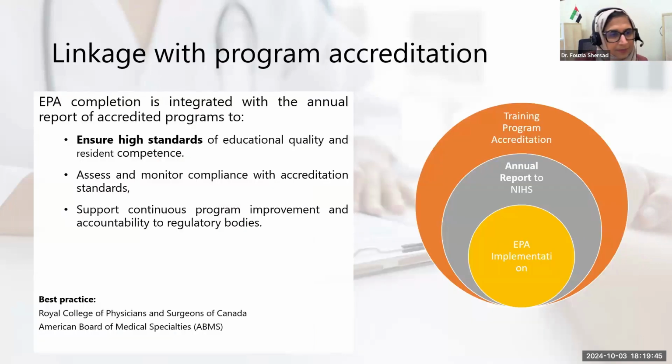The next slide. We have also linked it with program accreditation. So when the programs submit the annual reports, it should include their achievements in completion of EPAs as well. And this will help the program to make sure and demonstrate that they have achieved higher standards. And this is a mechanism to help them to monitor compliance with accreditation standards. Yeah, can we move to the next slide?